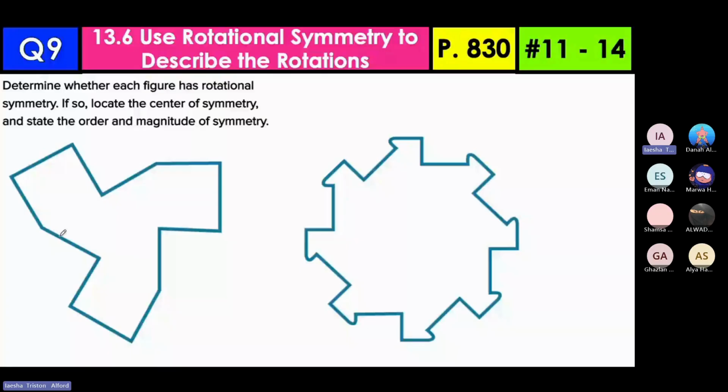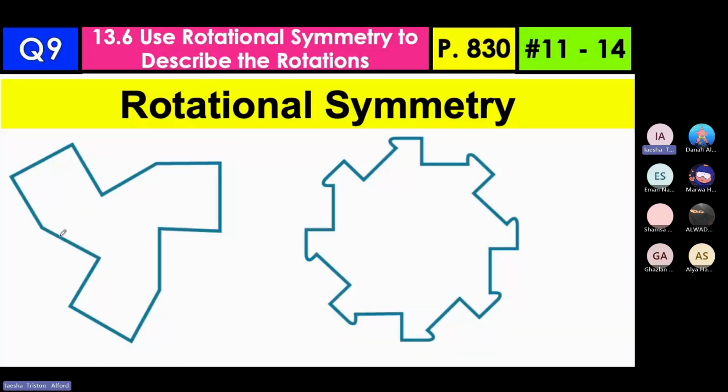Class, so the question in the exam, they want to know about the rotational symmetry, the turn symmetry. So the first picture, yes or no, does it have rotational symmetry? Yes. What is the order? 3. And what is the magnitude? 120. So 360 divided by 3, 120.